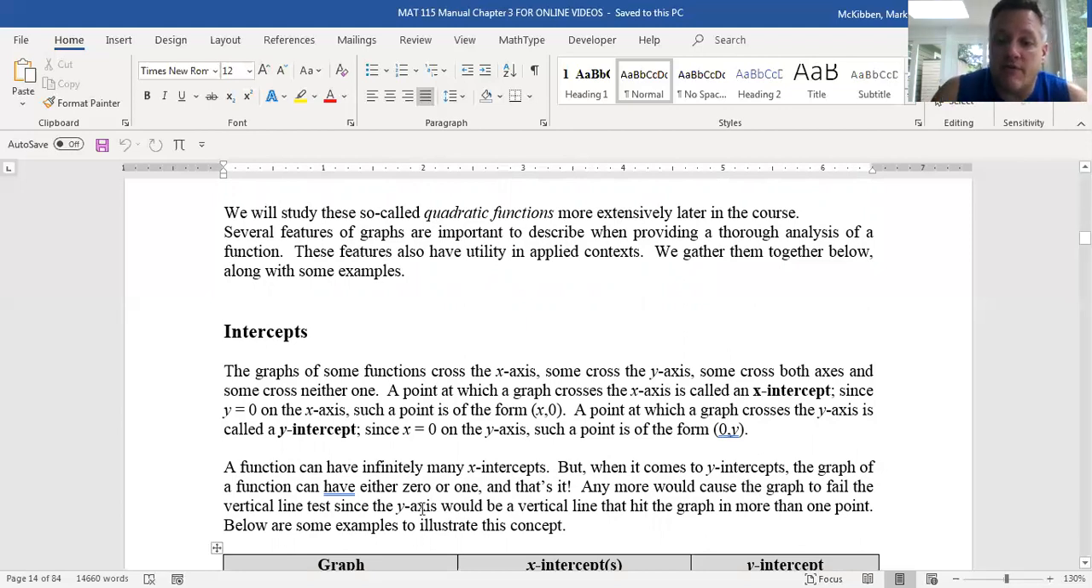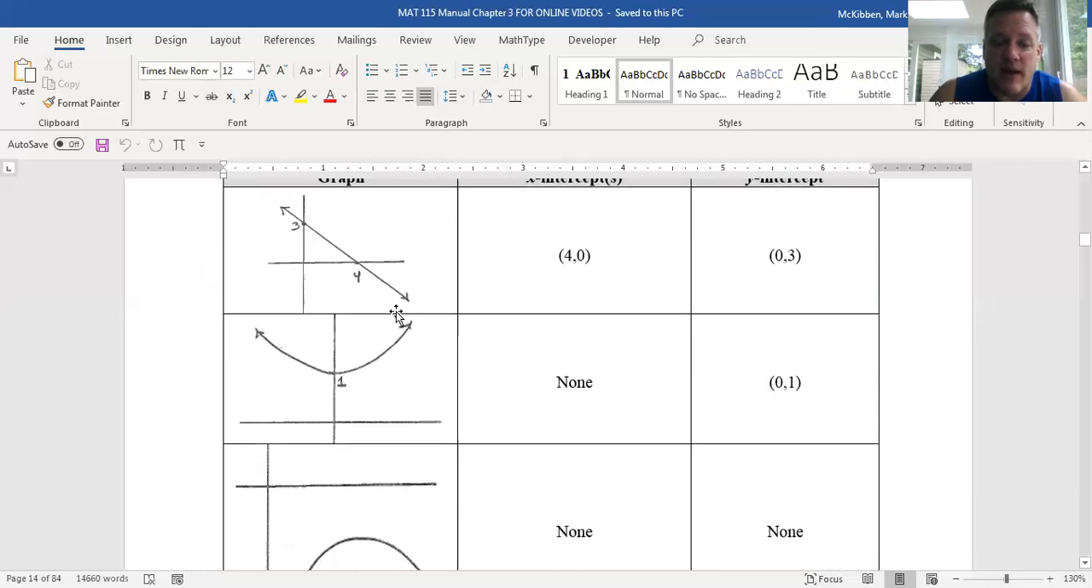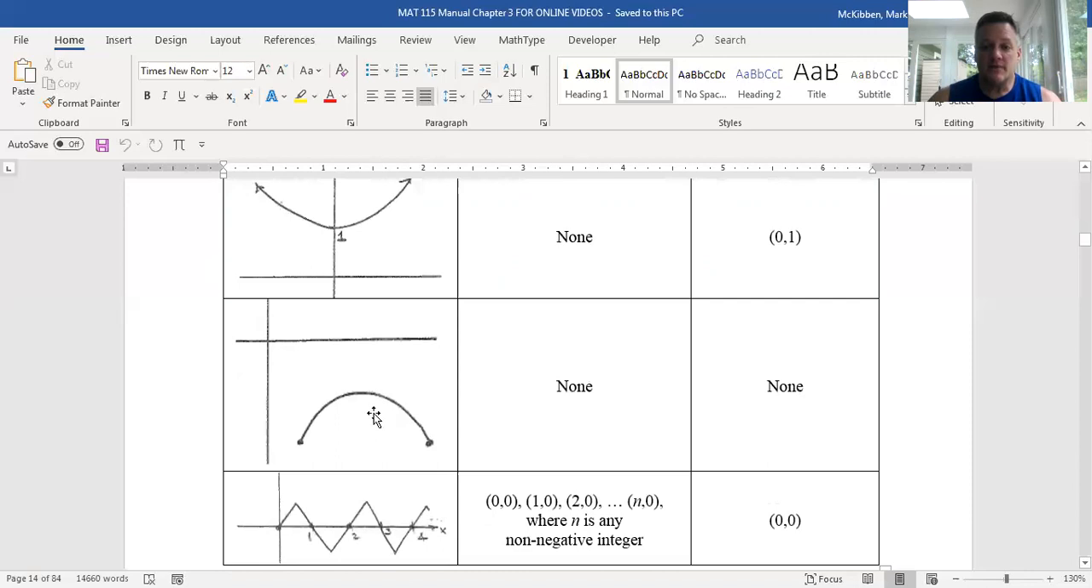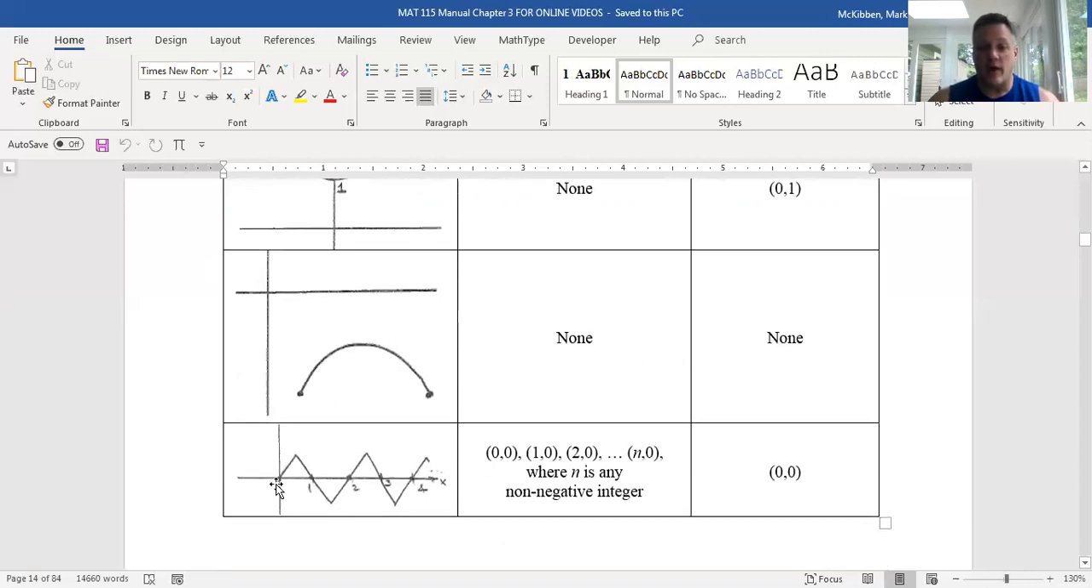But you could have any number of x-intercepts, and so I just give you some examples here. This line has one x-intercept, right, namely 4, 0, and one y-intercept. This graph here has a y-intercept, namely 0, 1, but it has no x-intercepts. It's always above the x-axis. This one here has neither, right, as you can see. And this one does have a y-intercept at the origin and crosses the x-axis at every integer, right? So you have infinitely many x-intercepts for this type of function.